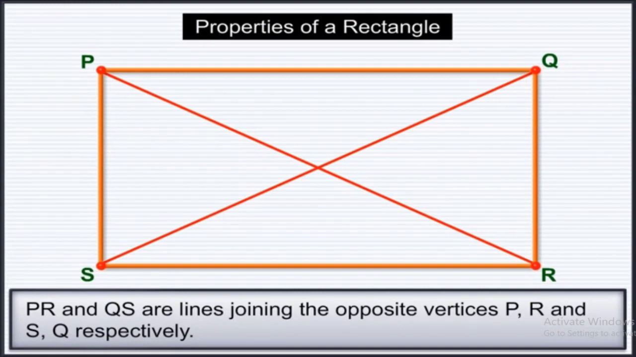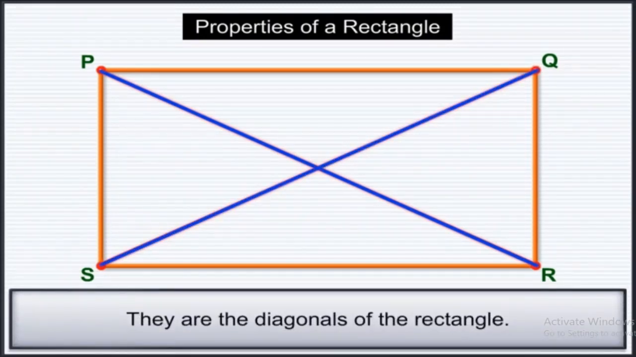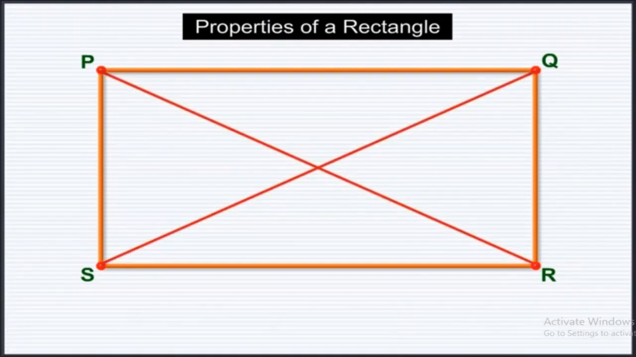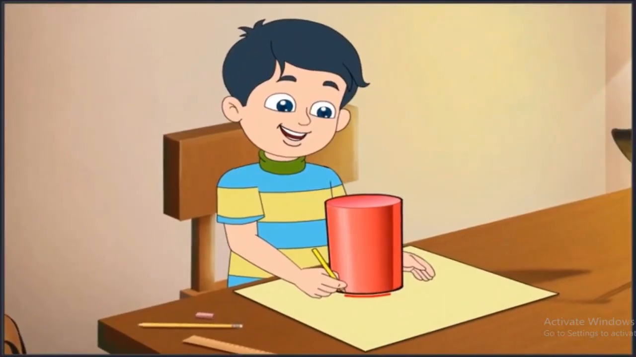PR and QS are the lines joining the opposite vertices P, R, and S, Q respectively. They are the diagonals of the rectangle. Similar to a square, the diagonals of a rectangle are equal. So, the diagonals PR and QS are equal.